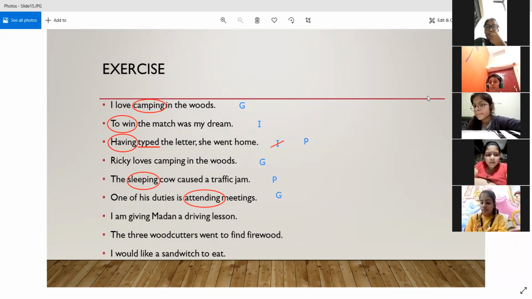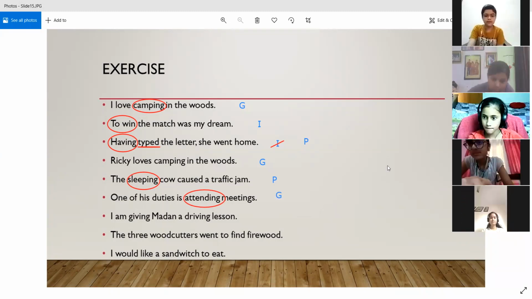Now, Atufa, can you unmute now? Okay, Pranjal. I am giving Madan a driving lesson. Sir, giving is a gerund. No. See, over here, it is part of the am giving part, which is the present continuous tense. I am giving Madan a driving lesson.